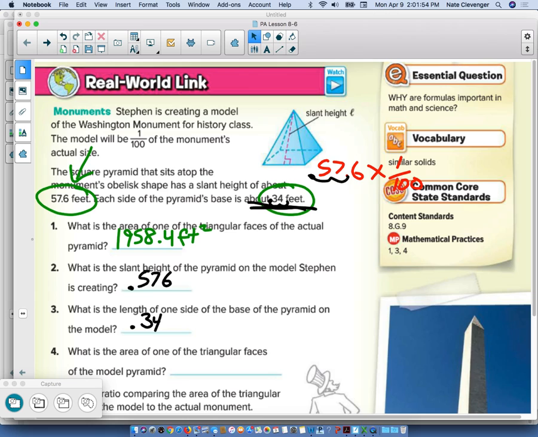How many of you have calculated that? 2 people have calculated that. Put it in your calculators. 0.576 times 0.34. 0.19584.